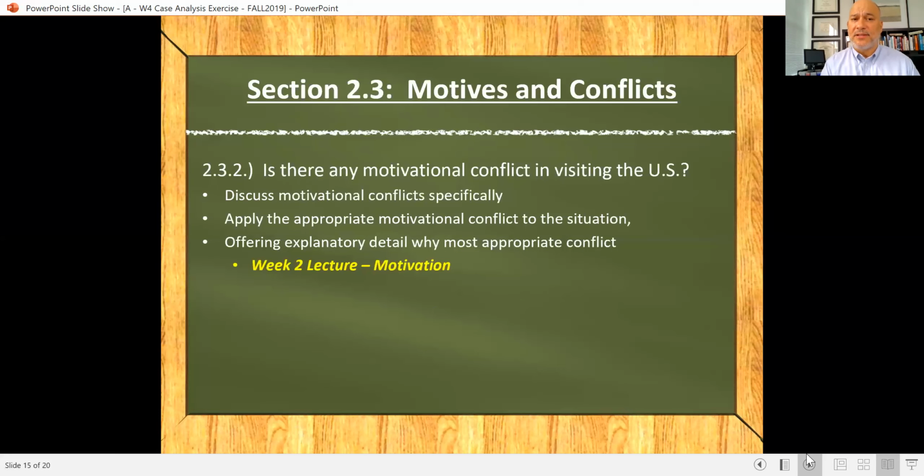Question 2 in this section asks, are there any motivational conflicts in visiting the US? Here I want to remind everyone that you have to specifically discuss motivational conflicts, apply the appropriate motivational conflict that you see happening in the situation, and offer explanatory detail about why that's the most appropriate motivational conflict. Remember, we had a discussion board assignment about motivational conflict, and that motivational conflict was specifically discussed in the week 2 lectures. So I'll be looking for that in addressing this.